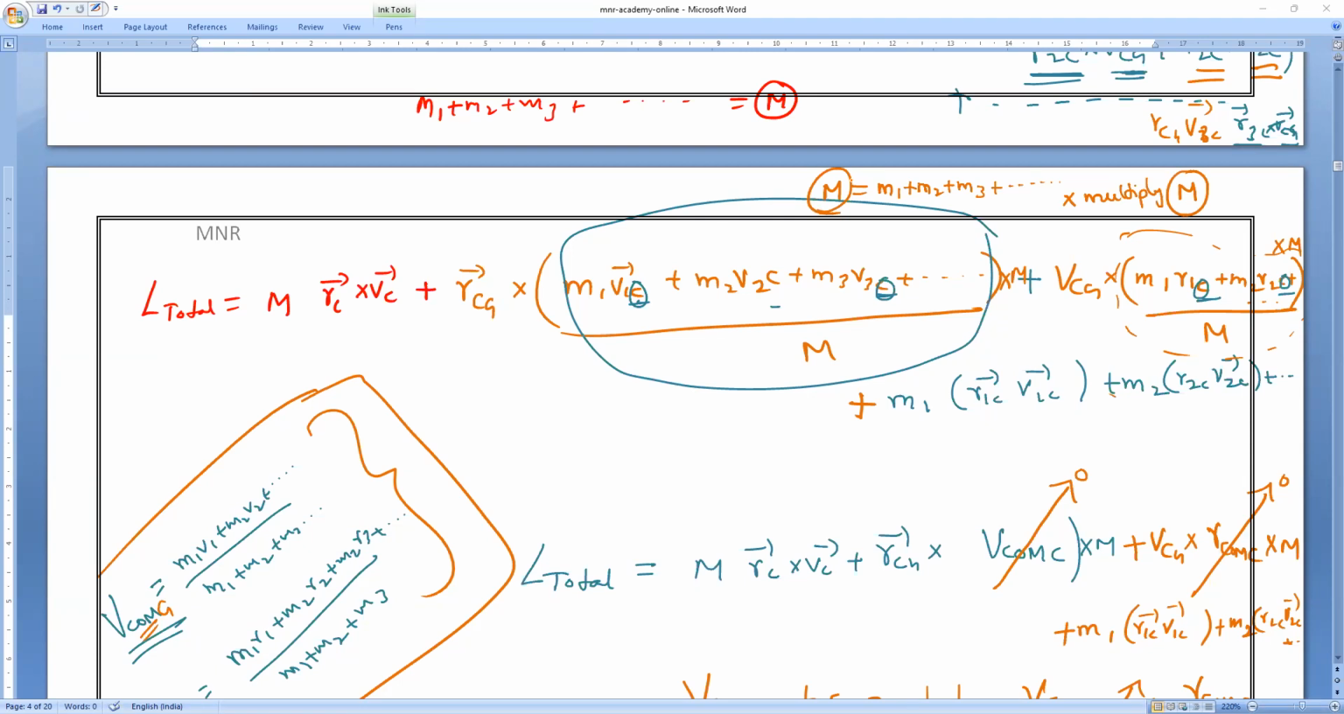Rudreswar? Yes, sir. What are you doing? Understood or not? Sir. Yes? Now you can see. Basically, Pradosh, any doubt you can ask me.